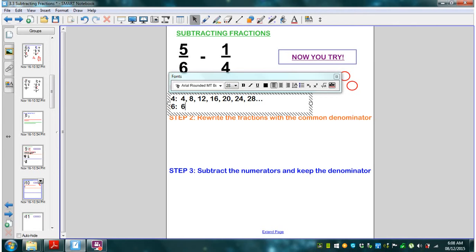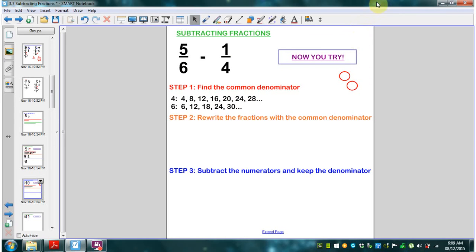6 times 1 is 6, 12, 18, 24, 30, and so on. So we see that we have a common denominator here of 12. We also have 24, but I'm going to use 12 because that's a smaller number.